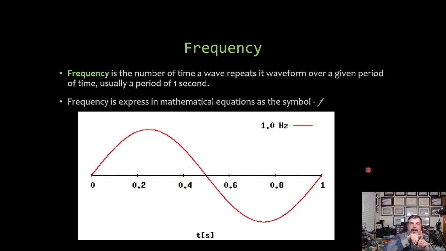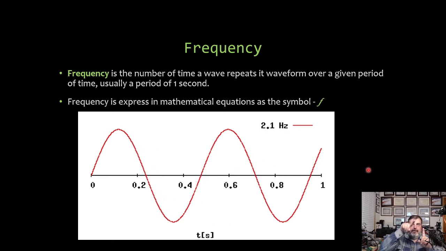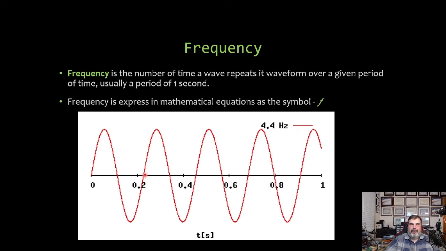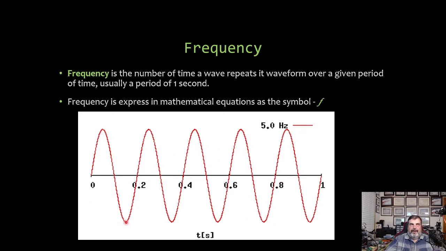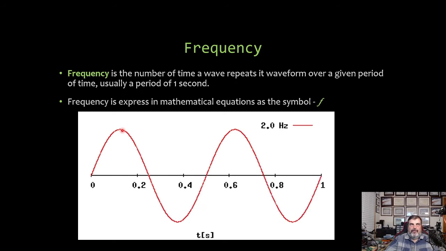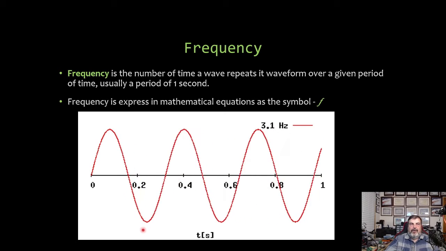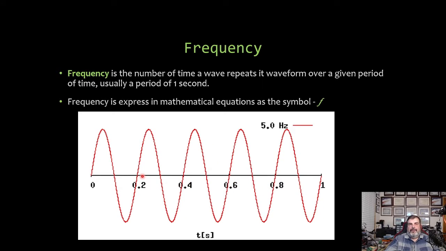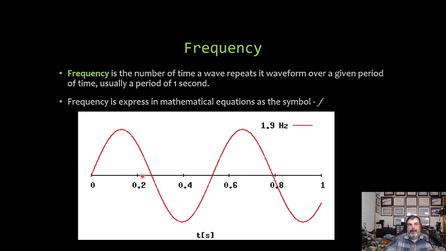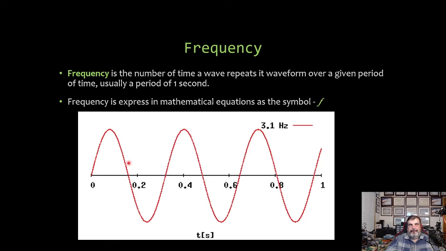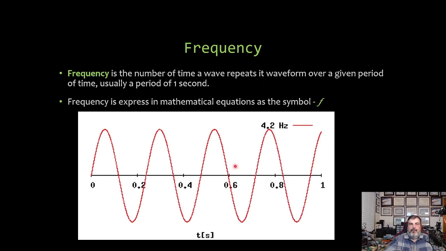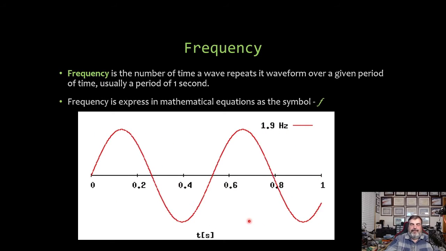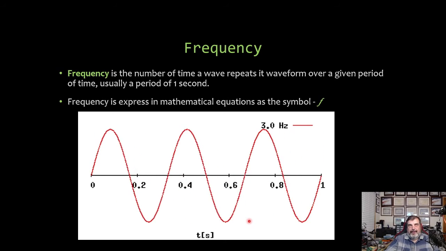But one oscillation of that waveform, okay? So we talk about one oscillation of a waveform: 0 to its peak amplitude, back to 0, to the negative peak amplitude, back to 0 again, is one waveform, okay? How many waveforms that wave repeats through a period of time is its frequency.